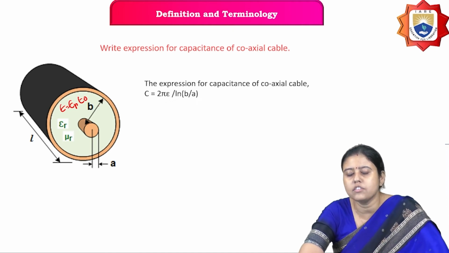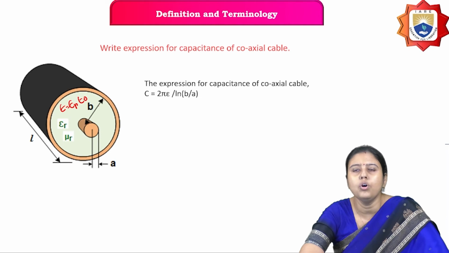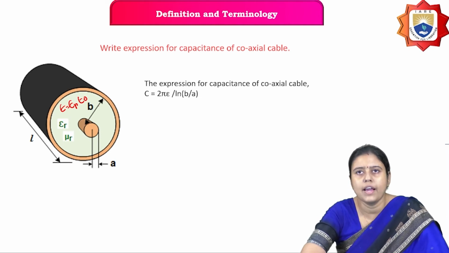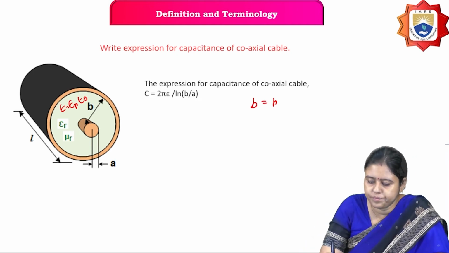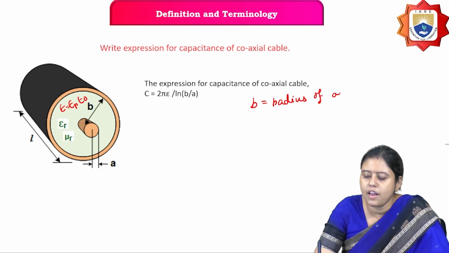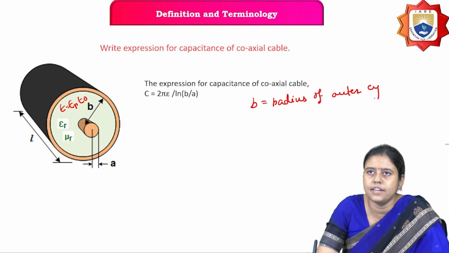So the expression of the capacitance is equal to 2 pi epsilon L divided by ln b by a, where b is the radius of the outer cylinder.